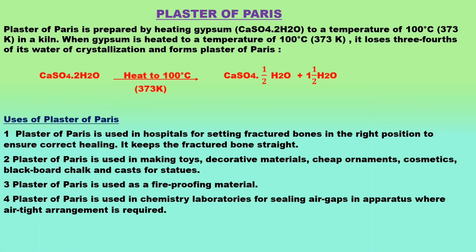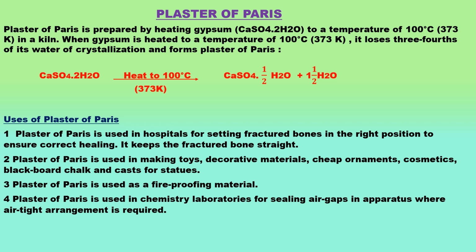Plaster of Paris. Plaster of Paris is calcium sulfate hemihydrate, calcium sulfate half hydrate. The formula of plaster of Paris is CaSO4.½H2O. The name plaster of Paris came from the fact that it was first of all made by heating gypsum, which was mainly found in Paris. Plaster of Paris is prepared from gypsum. Gypsum is calcium sulfate dihydrate. That is, gypsum is calcium sulfate containing 2 molecules of water of crystallization.